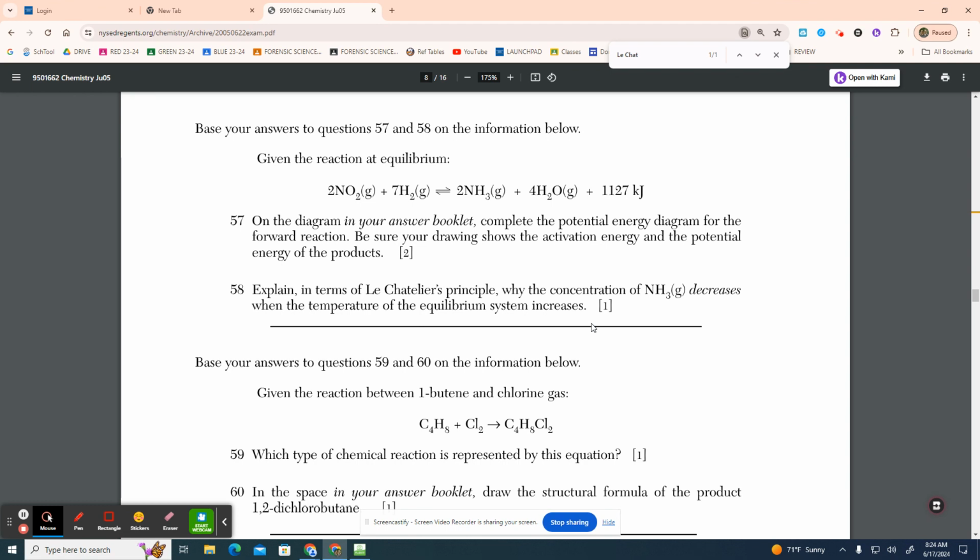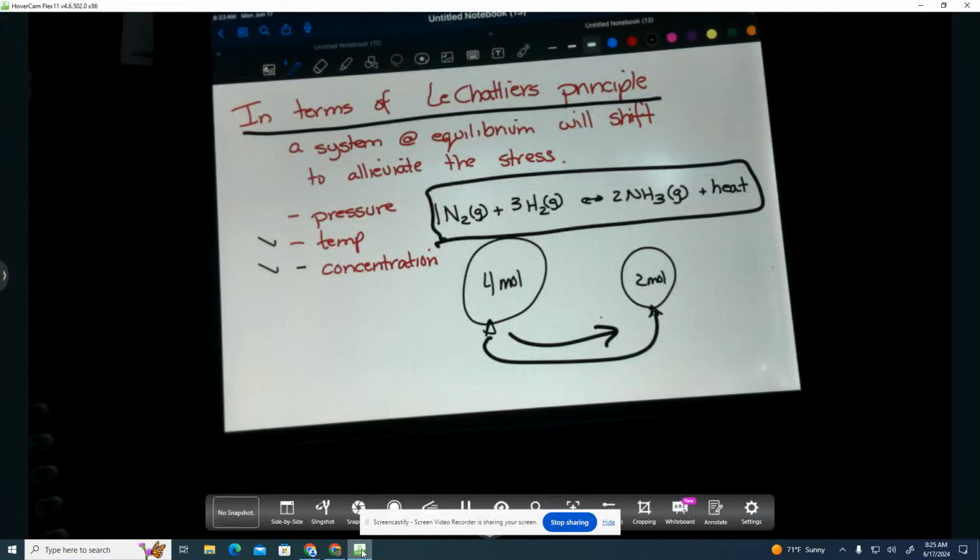Base your answers to questions 57 and 58 on the information below. Given the reaction at equilibrium: 2NO2 plus 7H2, both gases, at equilibrium with 2NH3 gases and 4H2O gases, and 1127 kilojoules of energy. On the diagram in your answer booklet, complete the potential energy diagram for the forward reaction. Be sure your drawing shows the activation energy and the potential energy of the products. Okay, and this was a 2-point question back in the day. All right, what does the potential energy diagram look like?